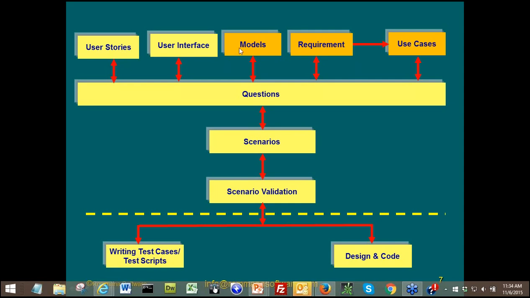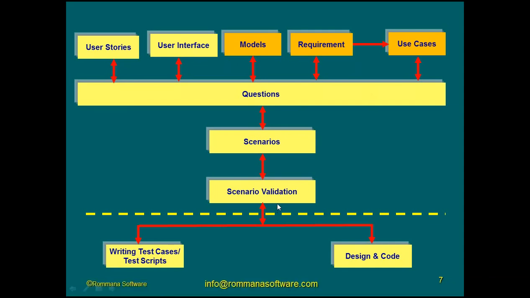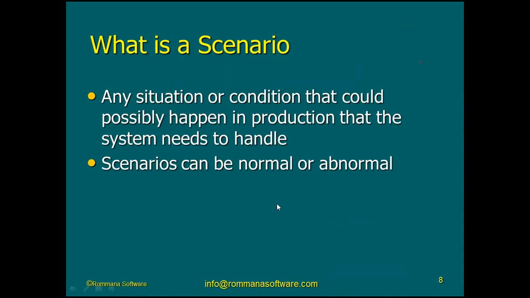So what we're talking about here at the top layer is different forms of the requirements. As you can see, whatever the form is, you need to get to that process where you ask questions and document the answers. You build the scenarios, you validate scenarios. This is just another diagram that shows you that you start with whatever you have. It doesn't matter if it is a user story or a requirement or a model or anything else. So we already defined what a scenario is. It's any situation or any condition that could possibly happen.